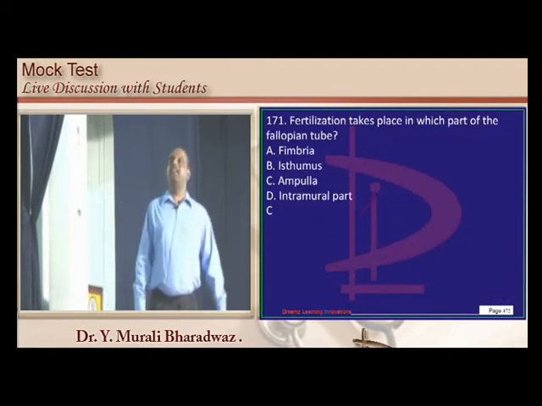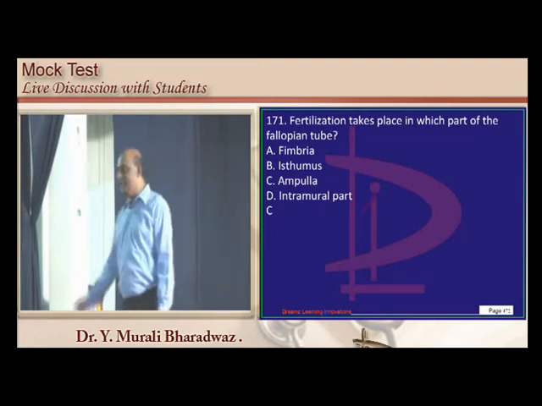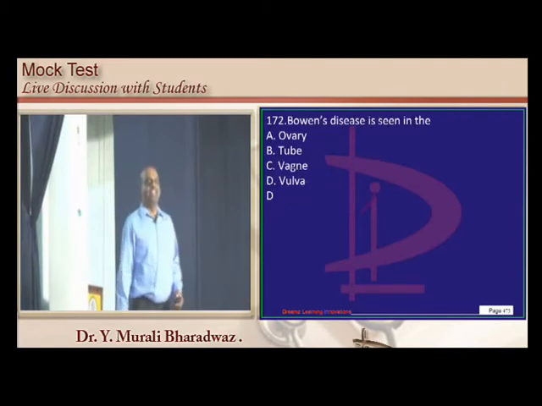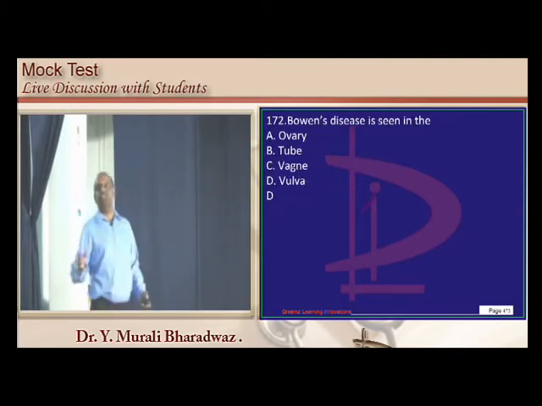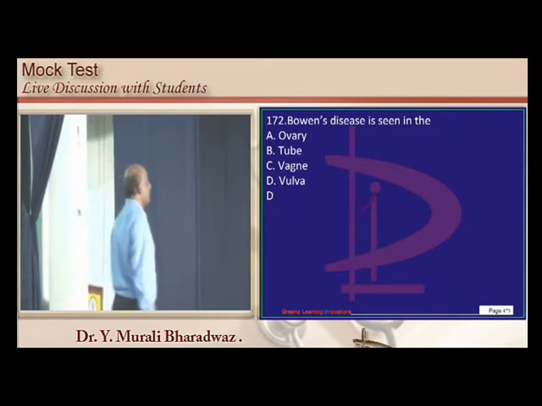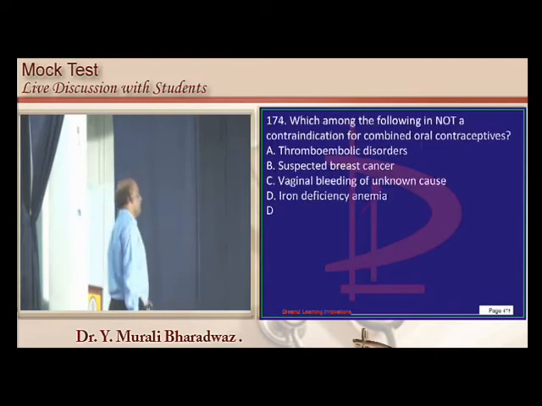Where will fertilization occur? Oh, this had been an 8th class biology question. Since then we had been answering the same, I hope ampulla without correction. Now Bowen's disease is typically the vulvar intraepithelial neoplastic lesion. Schiller-Duval bodies are typical of endodermal sinus tumor.